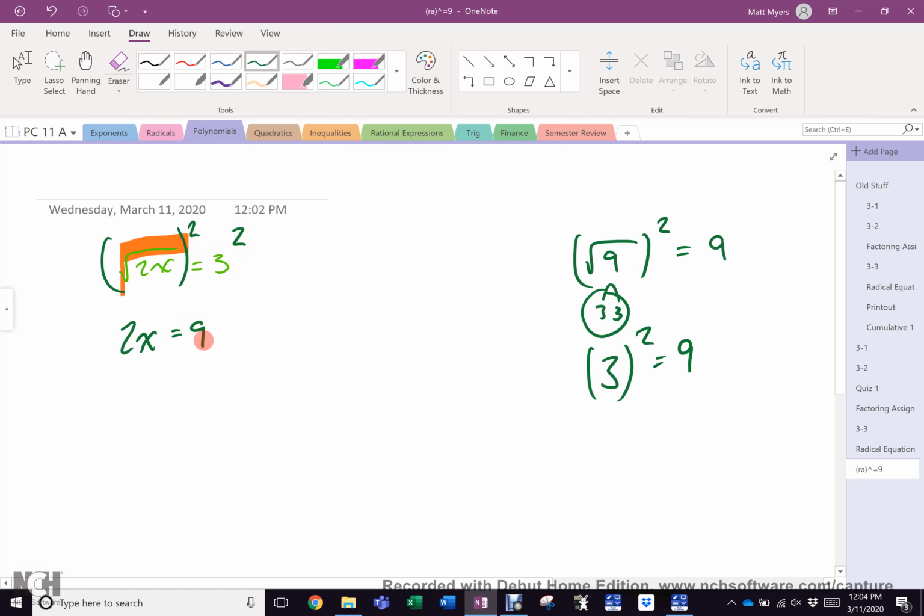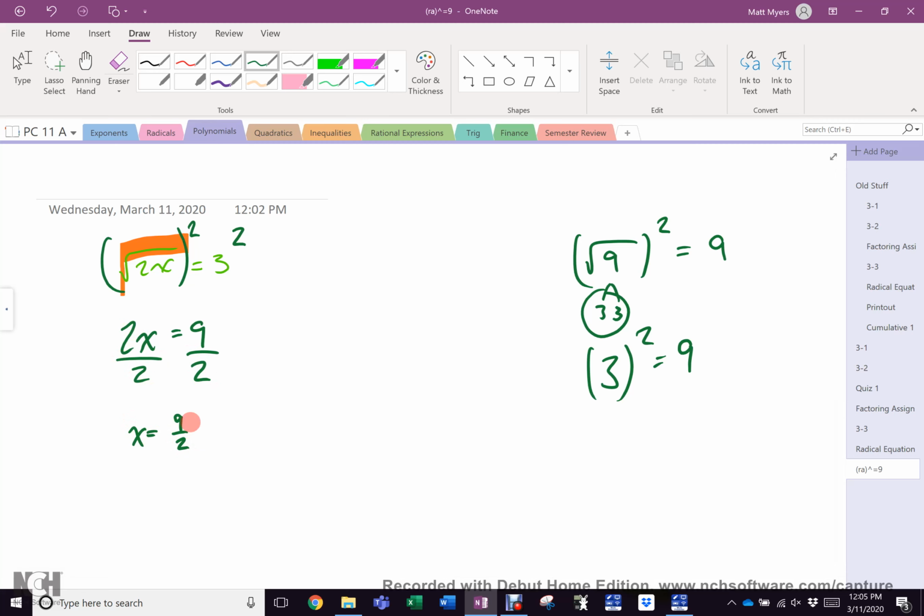Now, what is in the way of x being by itself? The 2. What math is the 2 performing? So I do the inverse operation to get rid of it, which is divide. x equals 9 halves. I know that's a fraction. You're not used to having fractions, but that's the answer. End of discussion. That's what x equals, right?